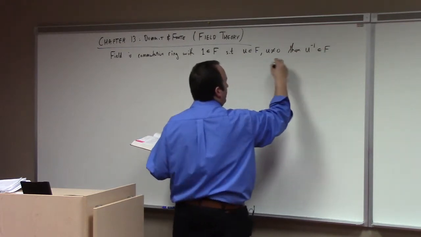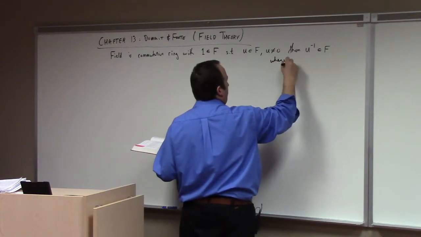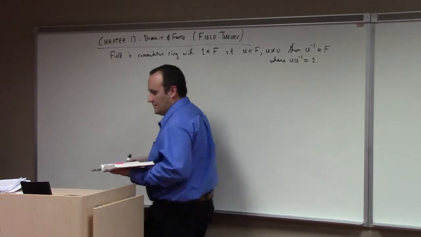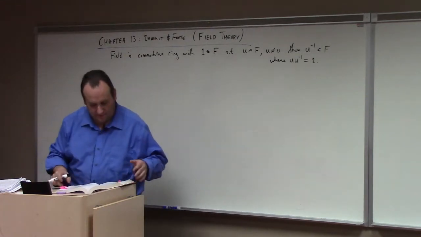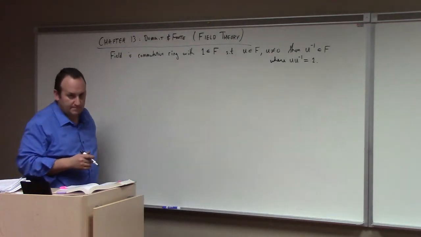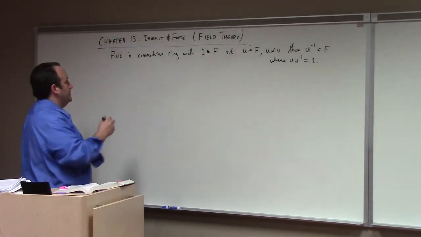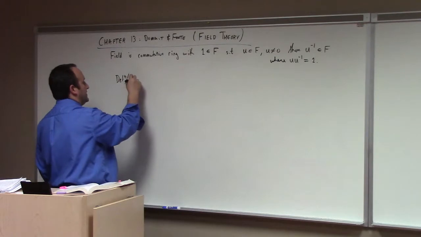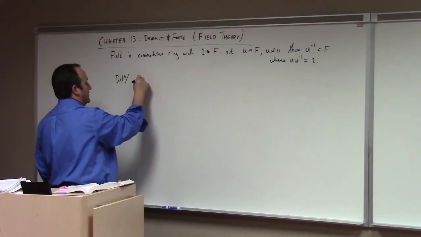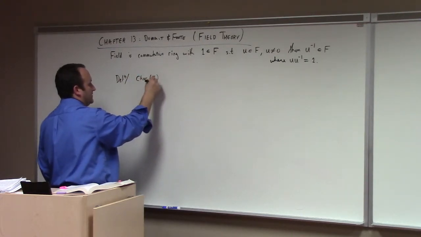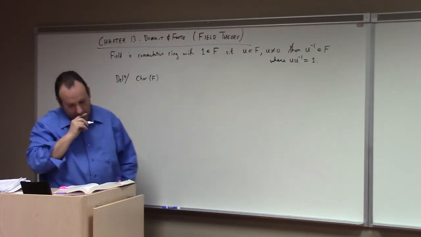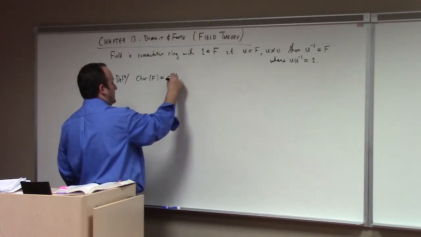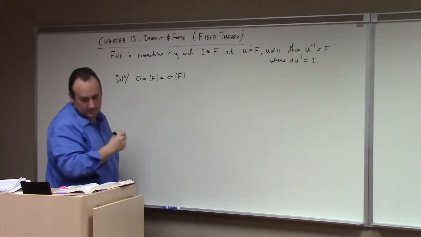Where u times u inverse is equal to 1, right? In other words, every non-zero element in the field is a unit, right? And next thing, talk about characteristic. Characteristic of the field, right? Which is also denoted this way in Dummit and Foote.